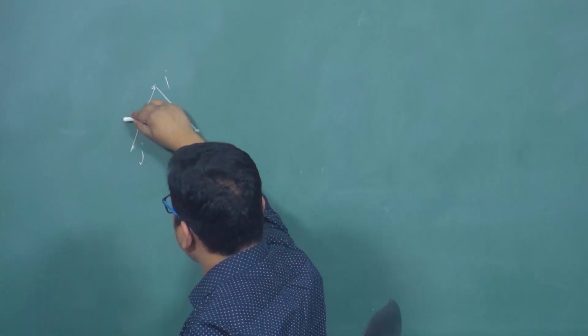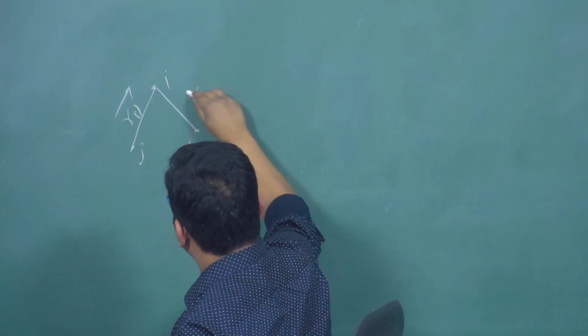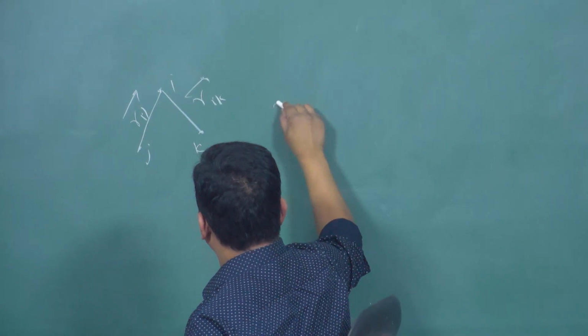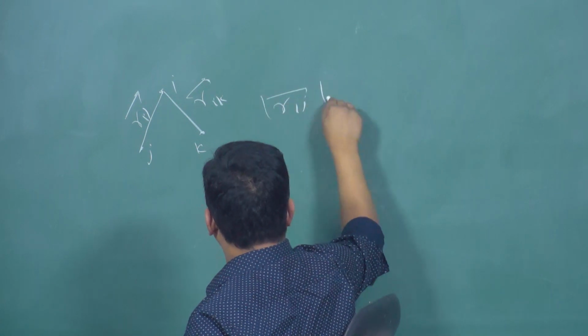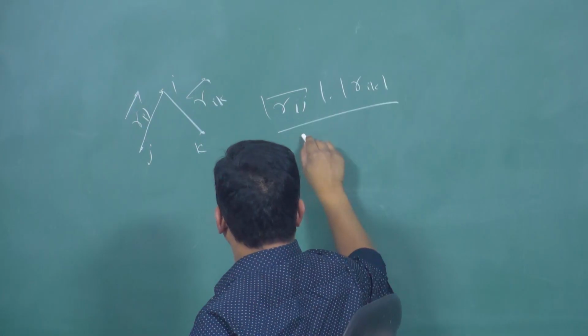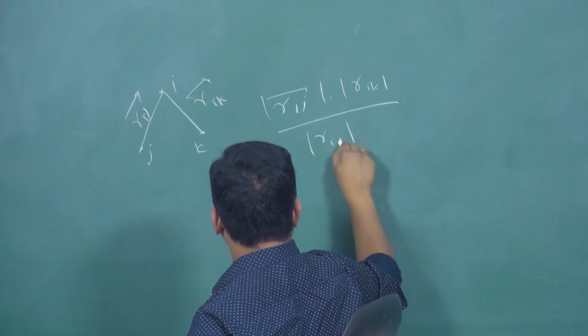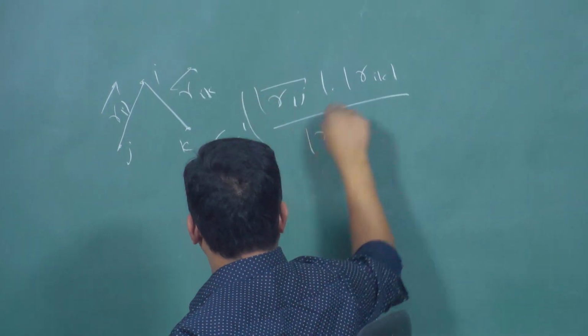I calculate the Rij vector and the Rik vector. Then I take the dot product of Rij and Rik, divided by the mod of Rij times the mod of Rik. I think, please correct me if I'm wrong. And then the cos inverse of this number is your angle.